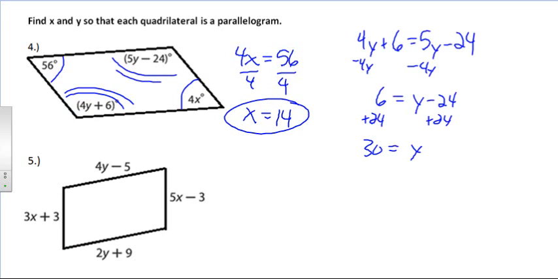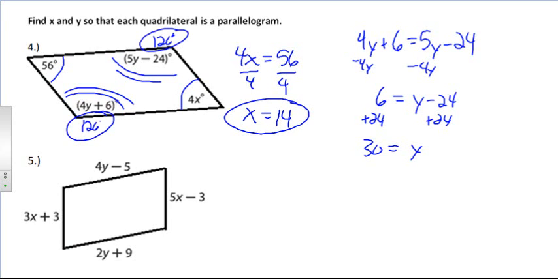is 30. To plug that back in, 5 times 30 is 150, minus 24 is 126 degrees, just to make sure we got it right. And 4 times 30 is 120, plus 6 is again 126 degrees.